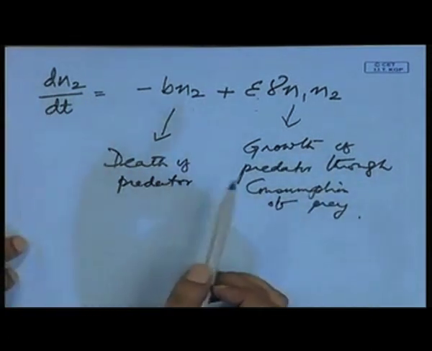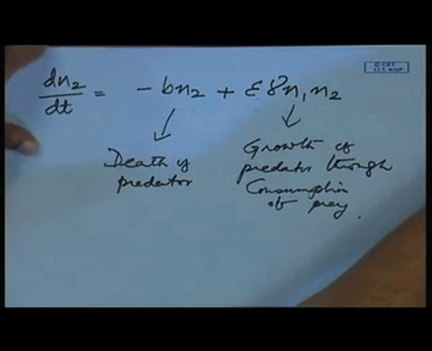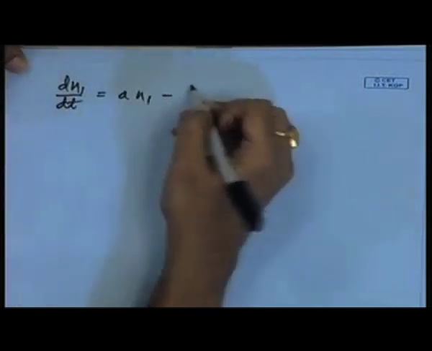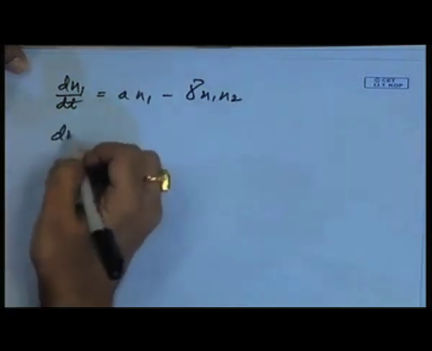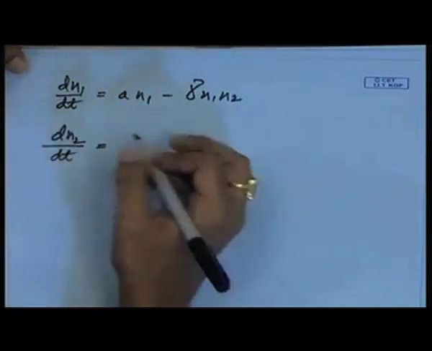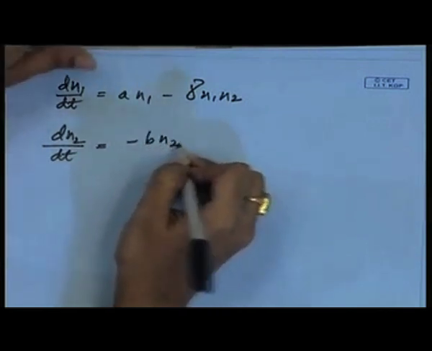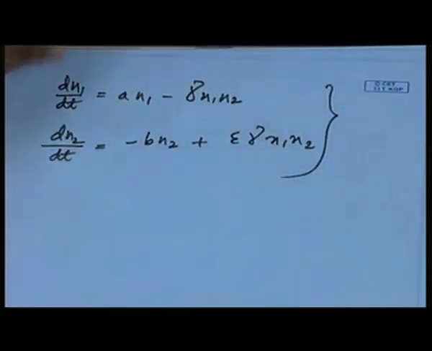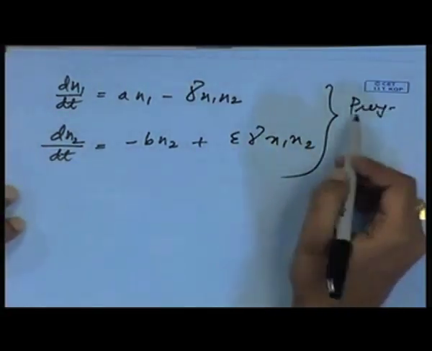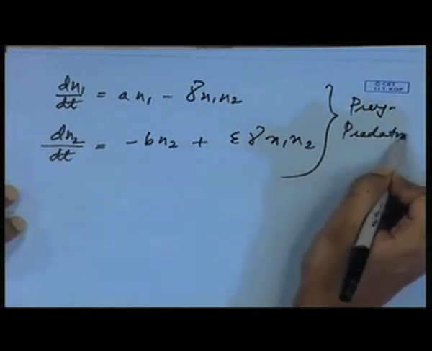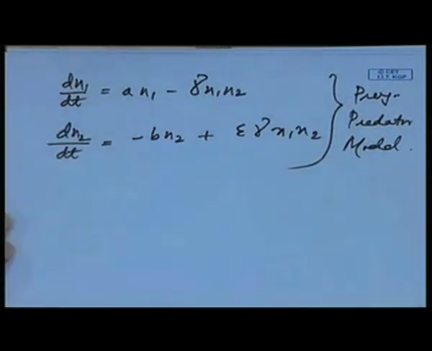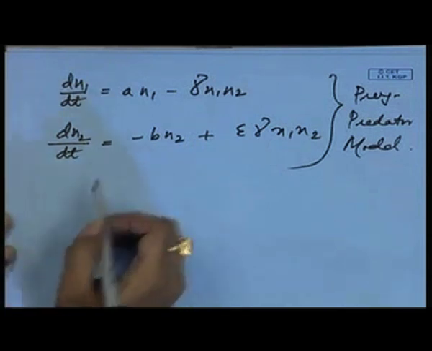Now, if I look at these two equations together, probably I will write them down again one after another, so that it is easy. So, first one is dN1/dt equals A N1 minus gamma N1 N2, and the second one is dN2/dt equals minus B N2 plus epsilon gamma N1 N2. So, this is my model, the prey predator model. If I look at these two equations together, what do I see? What I see is the fact that it is possible to have a steady state.